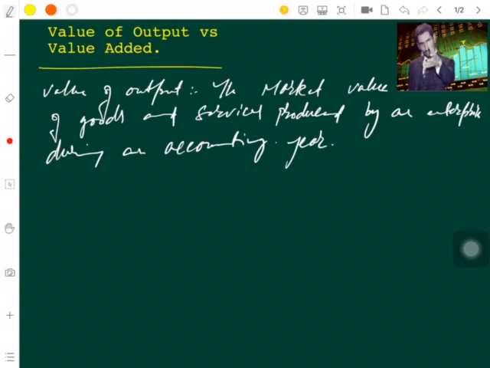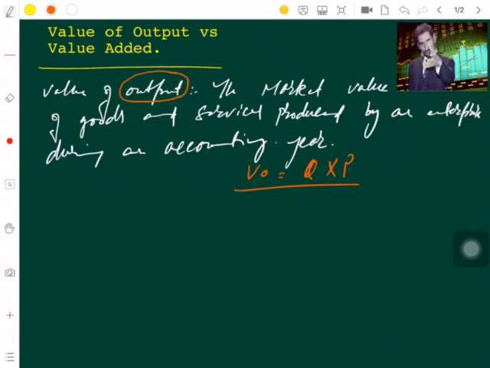You must keep in mind that value of output means value of gross output at market price, unless stated otherwise. When we say value of output, this word output is what will make a difference between the two. A quantity of goods and services is being sold in the market, and that quantity commands a price. When we multiply the two, we get the value of output.